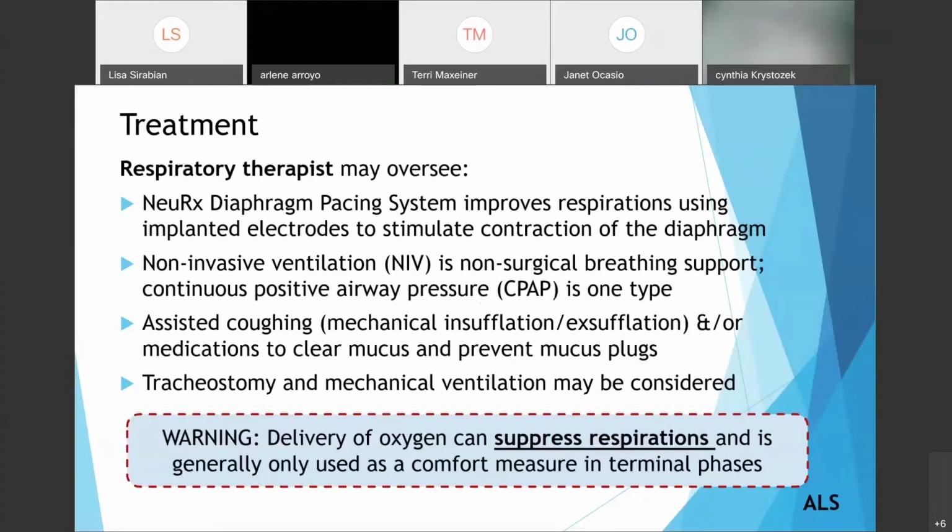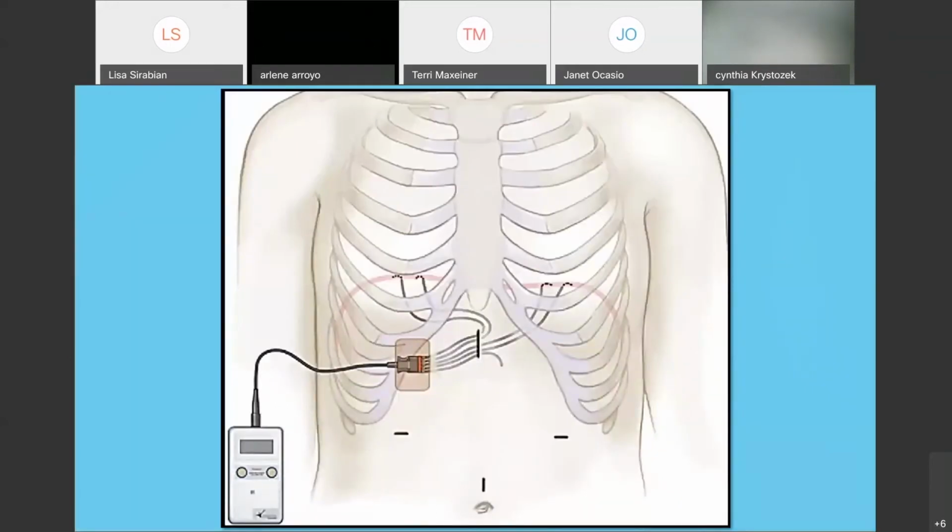So, a big part of this is respiratory, trying to help this person continue to breathe effectively and clear their own secretions for as long as possible. There is a diaphragm pacing system, which can improve respirations using implanted electrodes to stimulate the contraction of the diaphragm. I've got a picture here for you to see. There are the electrodes that are implanted. They are connected to the diaphragm. Again, there's an external pacemaker-type device, and it can stimulate the contraction of the diaphragm, which can help them to have a more effective respiration.